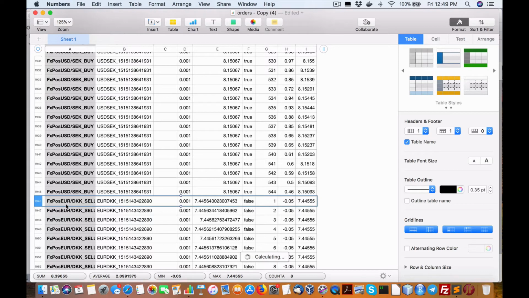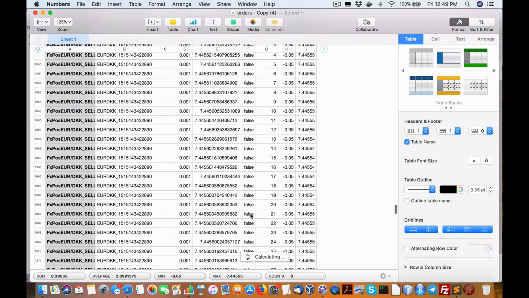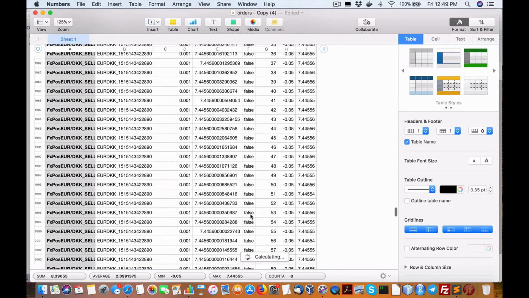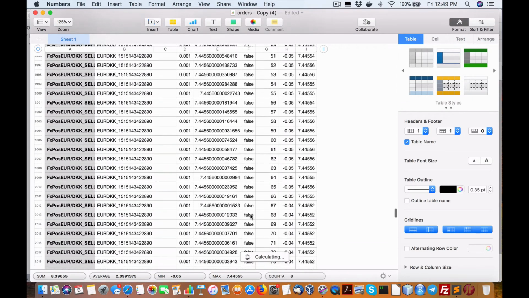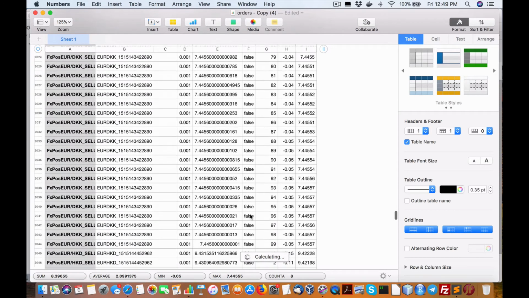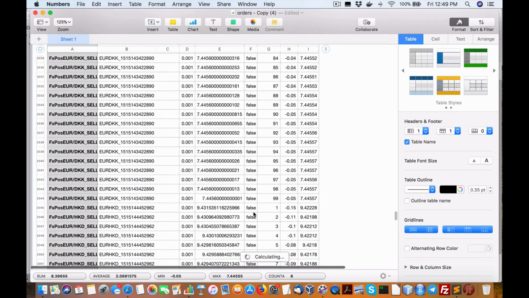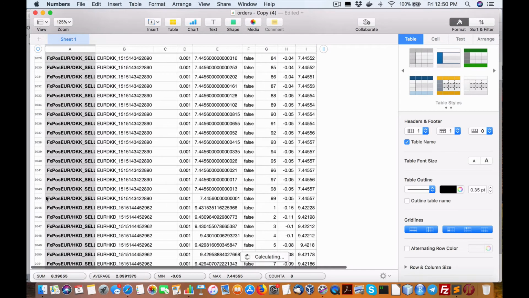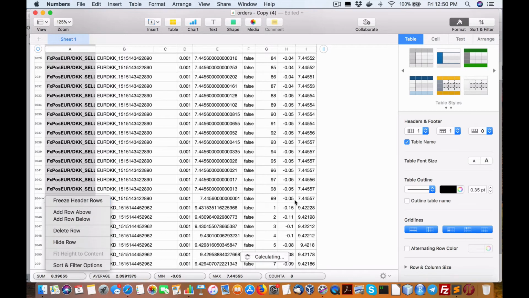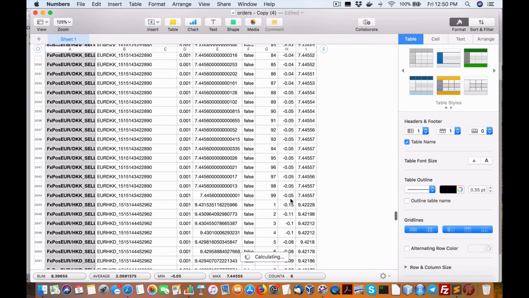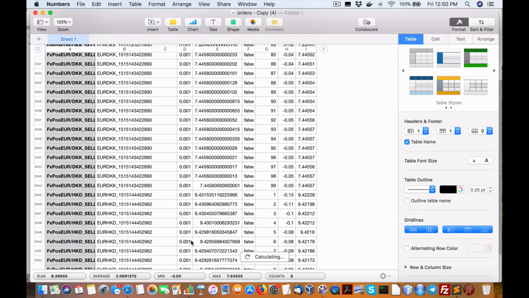Okay, so we got the euro, the Danish kroner, shorting. So down to 5 cents. Barely moves. Hold on. Where are we? Right here. So, okay, 99 bars, 5 cents. We made a little bit of money there. We're not going to be making millions, but we did make money on that one.